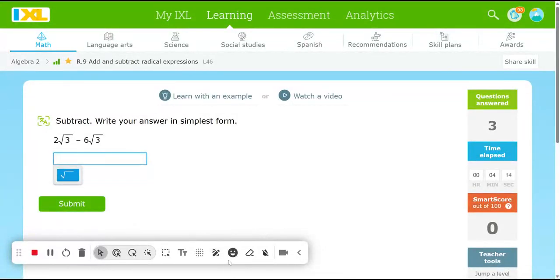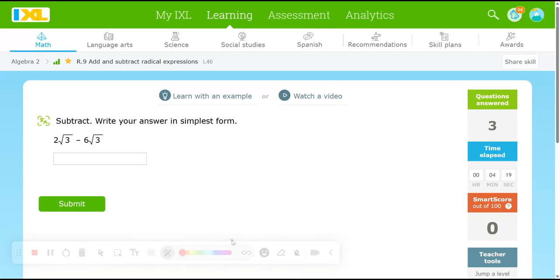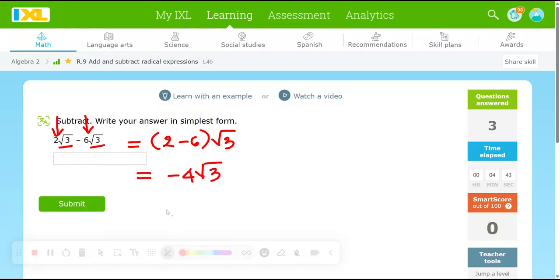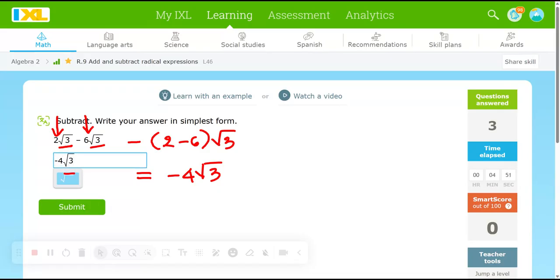Alright, we go over R9, add and subtract radical expressions. Here we go. Think of square root of 3 like a chicken. So now I should combine 2 and negative 6 together, and then at the end I put square root of 3. So I should come out at negative 4 square root of 3. Okay, so now I put the answer in. Negative 4 square root of 3. Voila.